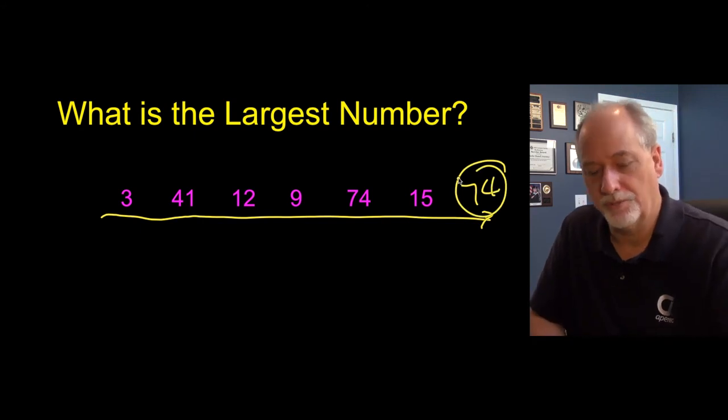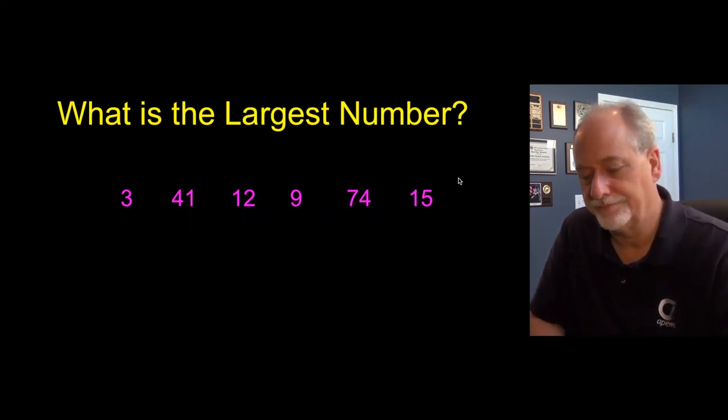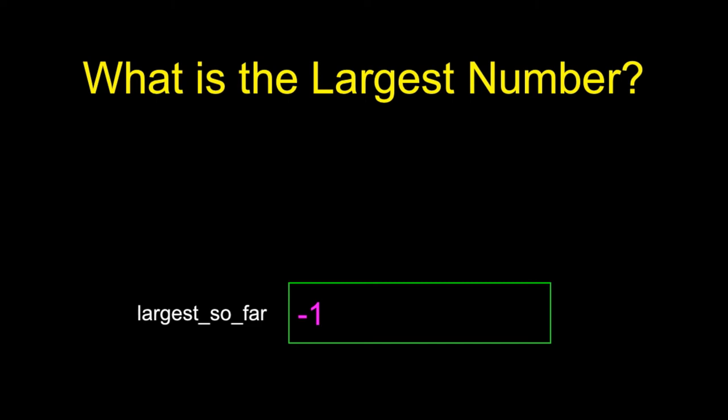But how would you construct a loop to achieve this? So let's take a look. You could create a variable called largest so far. And this is the largest value that you've seen in the list so far. Now, I haven't shown you any numbers yet, so we'll just set this to -1 to get us started.